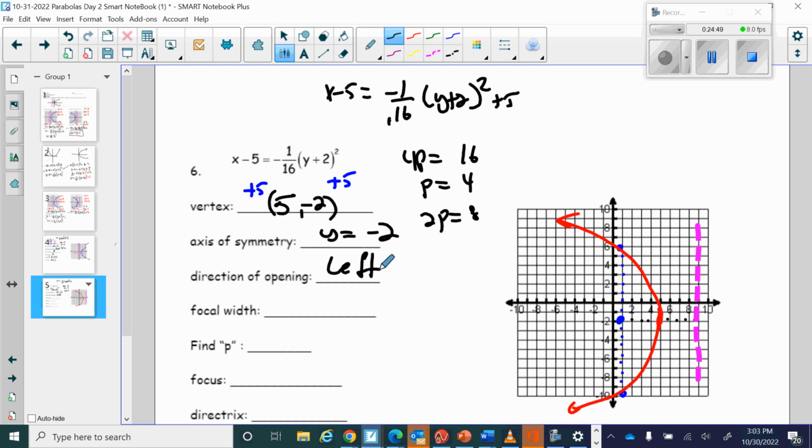Focal width is 16. That's 4p. Find p, we found that as 4. My focus is at (1, -2), and my directrix is x is equal to 9. And what else? I think that's it.